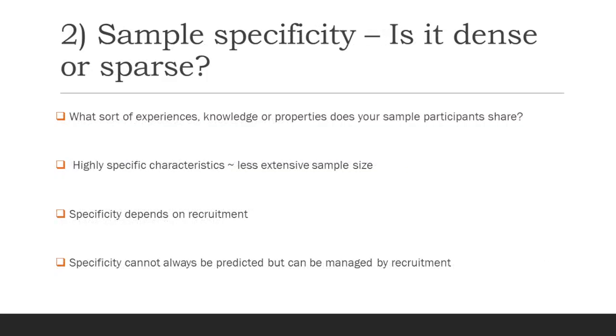Now, let's go through the second aspect of information power, which is sample specificity. As the words suggest, participants, that is your sample of people's experiences, knowledge, and properties, also influence information power. Clearly, those holding characteristics that are highly specific for the study aim will mean a less extensive sample is needed to offer sufficient information power. Specifically here it is about participants belonging to a specified target group, while also showing some variation within the experiences they hold so that you can explore those differences or those variations.